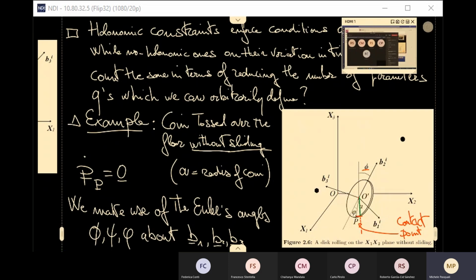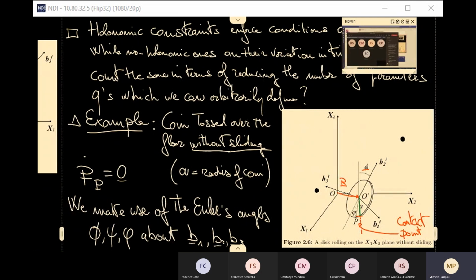Sorry guys. This is our R vector, okay? That's the one connecting the inertial and the local one. So I want the vertical component of this vector, which is typically R3. So if I want to say that point P must be on the ground, I have to say that the third component of R must be equal to the radius of the coin multiplied by the cosinus of this angle here, which is exactly phi.